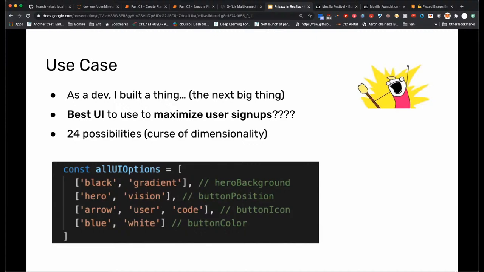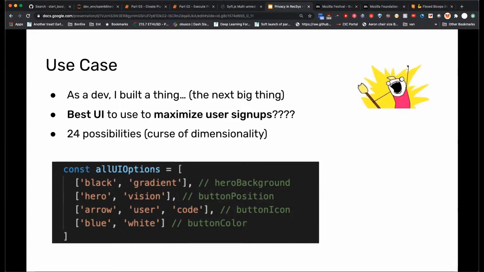The other is not so much, but we don't know which option it is. At this point, you multiply out all the options and you're like, okay, there's 24 possibilities, and you're experiencing the curse of dimensionality. At this point, the immediate instinct might be to say, okay, let's do A-B testing. And that is a good solution. However, A-B testing could get very expensive.